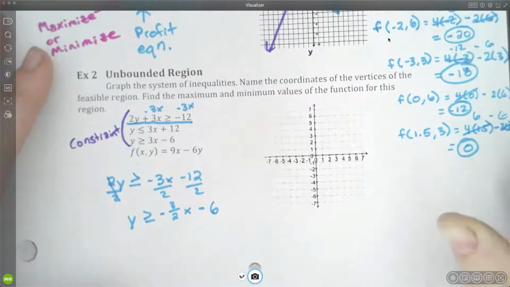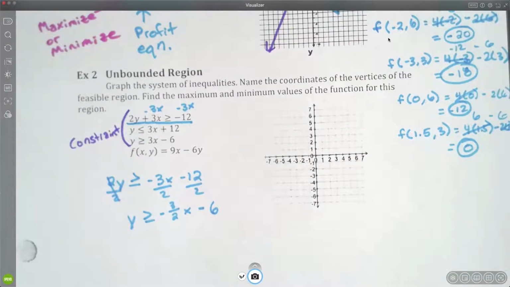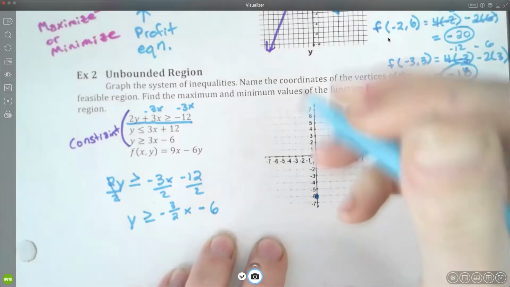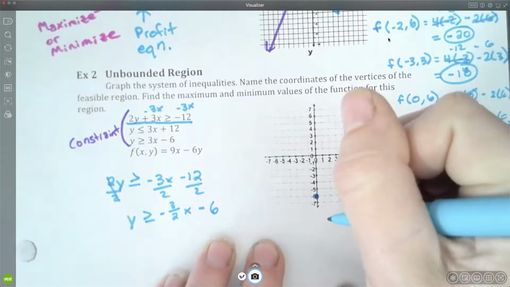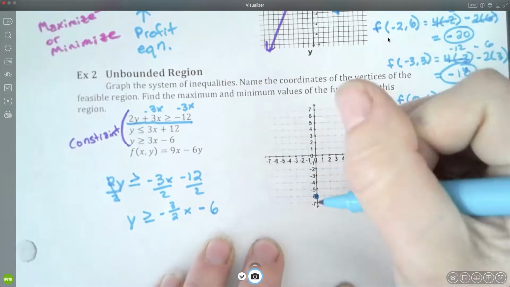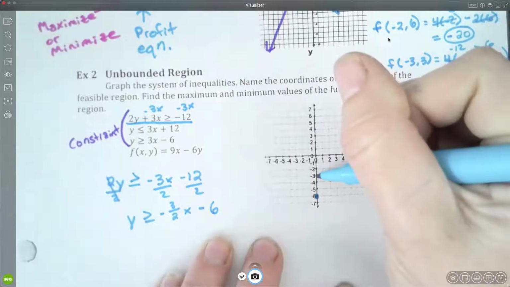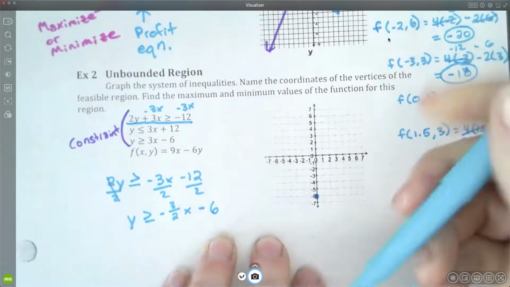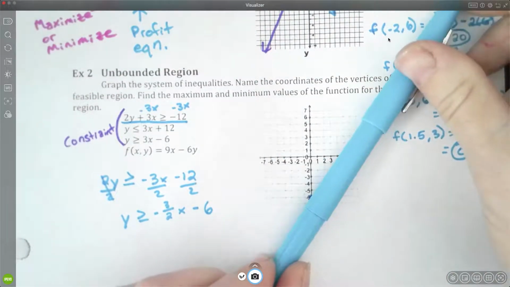Okay, is he ready to graph now? Yes, he is. So let's go to negative 6, put our dot. And then down 3 over 2, but I can't go down 3 over 2. Let's go up 3 over 2. Which way do you have to go? Over 2. To the right? This way? If I go to the right, my line will look like this.